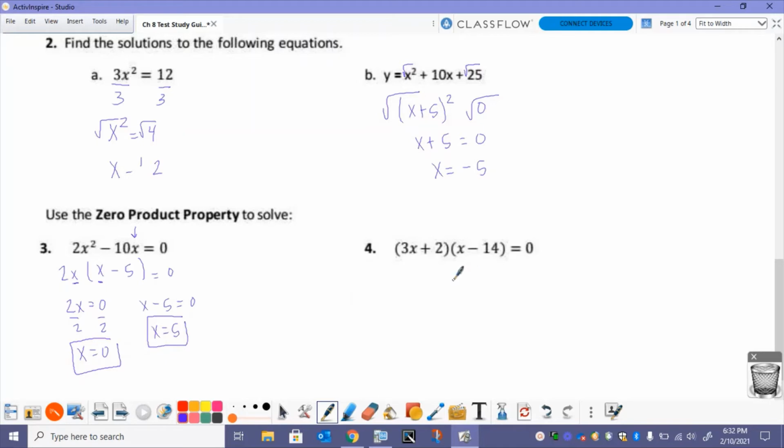All right, number 4. Notice we were already given the factors, so we don't have to do anything to factor this out. We just have to set them equal to 0.